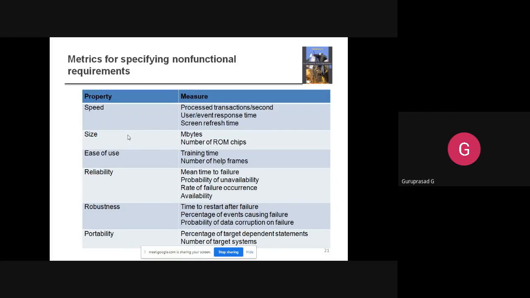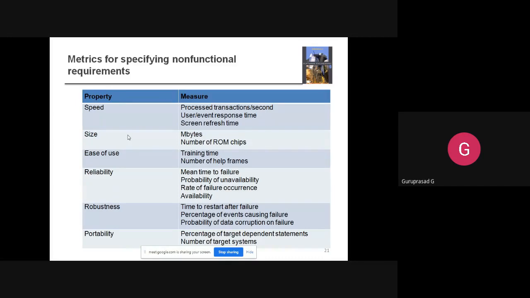Correct? That means even if the system fails, for example, you should be able to recover or reuse the system, say maybe within 15 minutes. You specify the time limit. So that is about reliability.